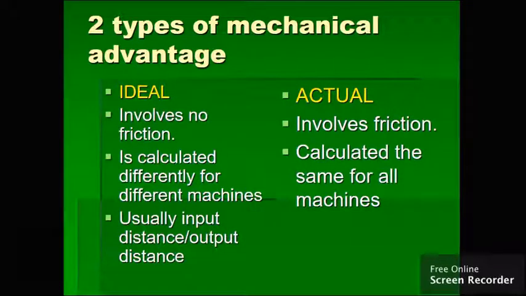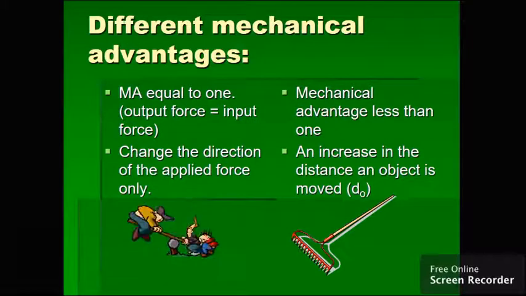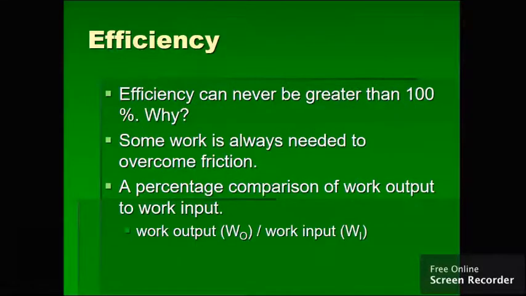2 types of mechanical advantage. Ideal. Those are the kinds of things in a perfect world where we eliminate friction and think everything works perfectly. And then actual, because nothing is perfect. There's different types of mechanical advantage, and efficiency can be measured for machines. And efficiency is never 100% because you always have some friction in the system.